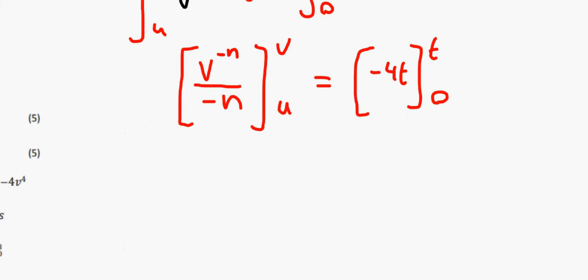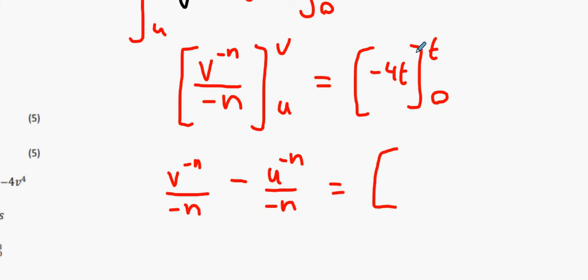Now, the next part is to sub in. So it's going to be v to the power minus n all over minus n, minus u to the power minus n over minus n, and then you sub in, you get minus 4t, and it's just take away 0, isn't it?